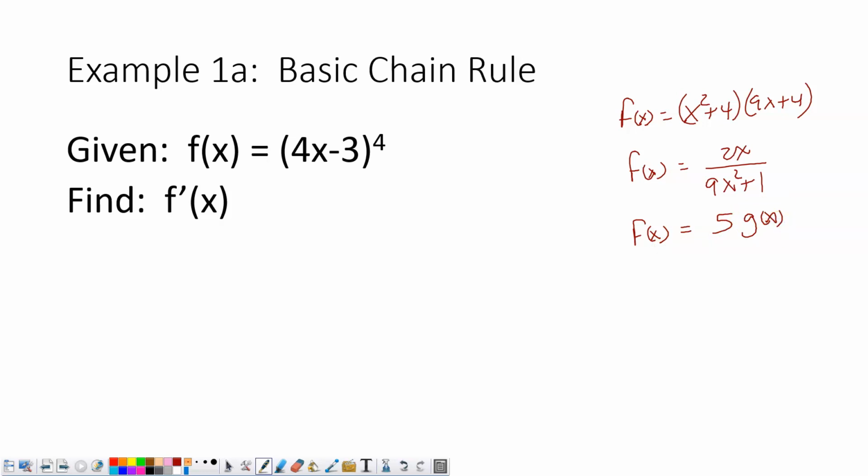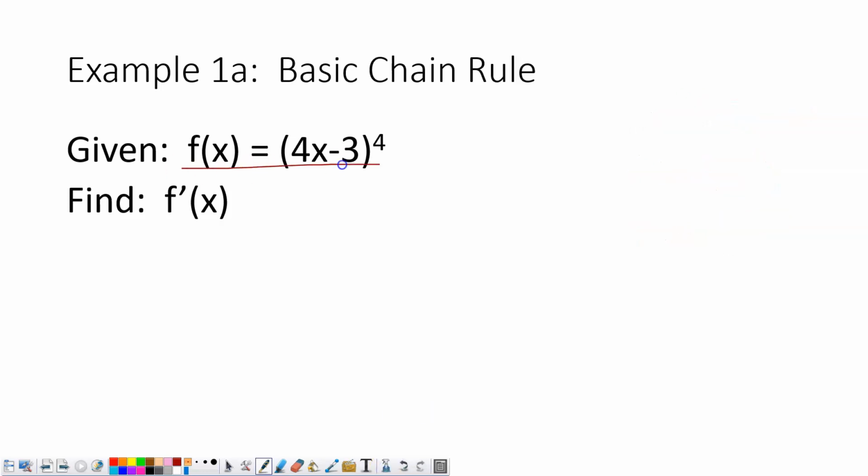So you guys kind of need to be able to look at a function and realize, oh, okay, I've got a product, so that's a product rule. Oh, okay, I've got a quotient, so that's a quotient rule. Oh, I've got a constant being multiplied by a function. That's a constant multiple rule. So in the same way, you need to be able to look at this and go, oh, okay, that's a chain rule. Now, how do you know you're looking at a chain rule problem?